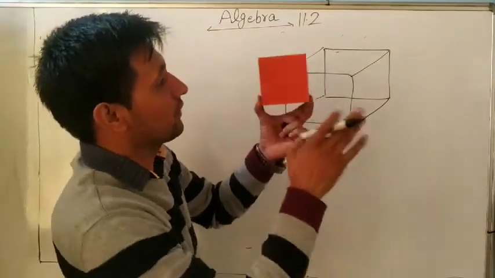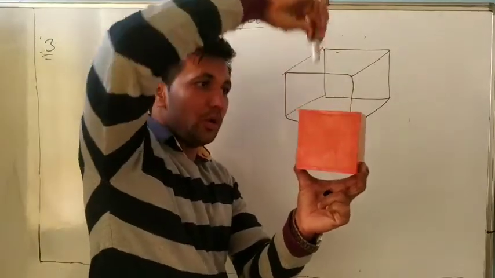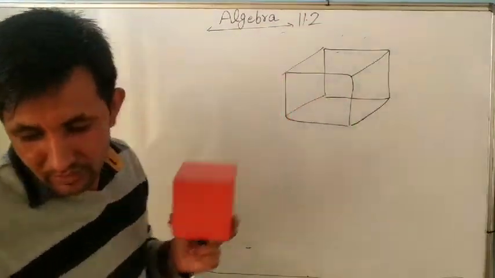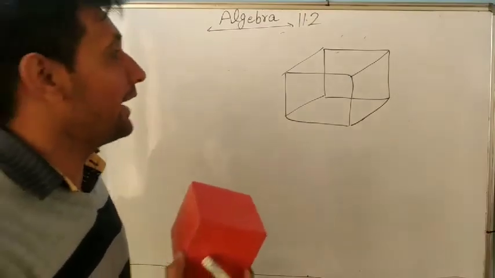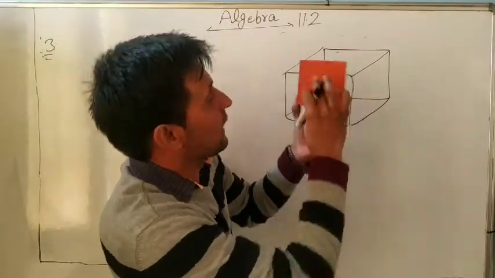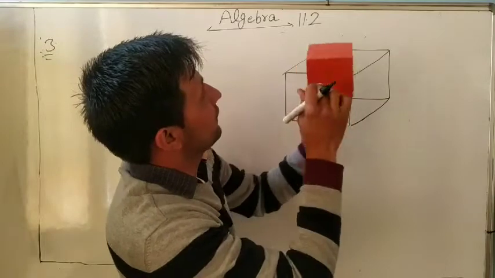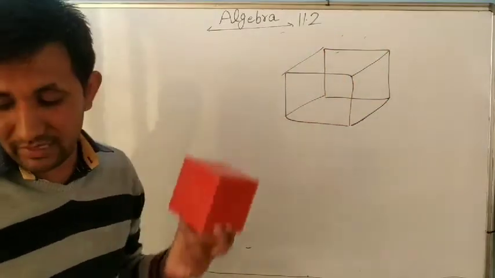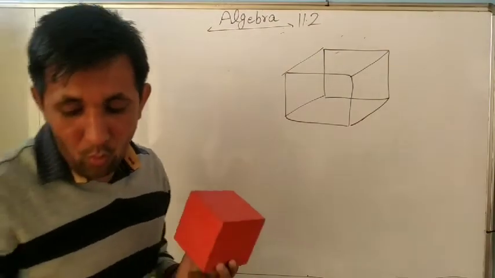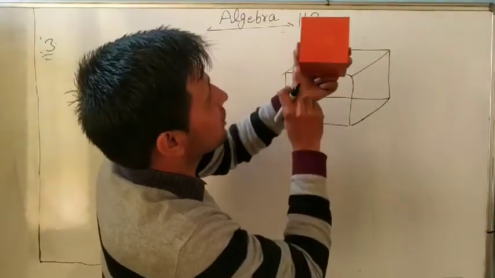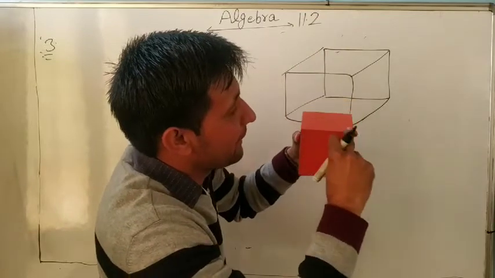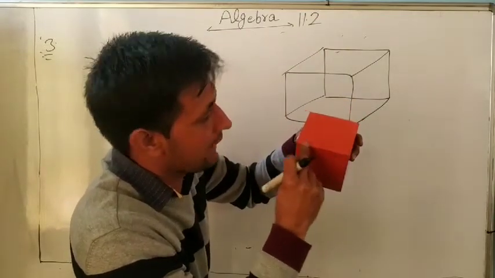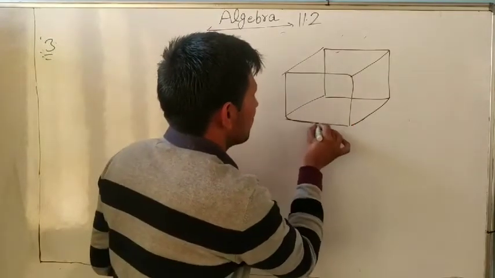Faces mean these are faces 1, 2, 3, 4, 5, 6 faces. 6 faces, all of them identical squares. Yes, this face is also a square, this face is also a square, this one is also a square. All are squares. So how many squares? There are 6 squares. The length of an edge. Edge means this one, where two faces meet each other. Where two faces meet each other, it is called an edge. This one is an edge.